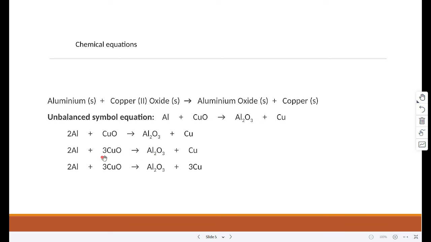Now if we have written 3 over here, that means we need to write 3 over here as well on the right hand side, because there are 3 copper atoms and there is only one copper atom on the right side. So we are going to write 3 with the copper. Now our equation is balanced.